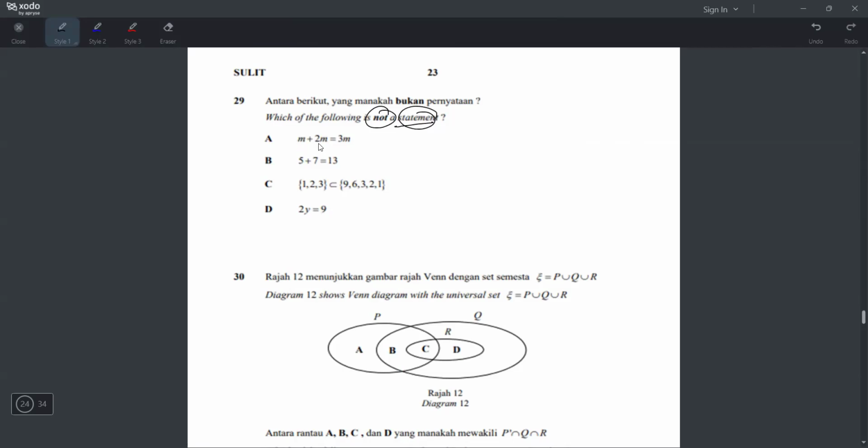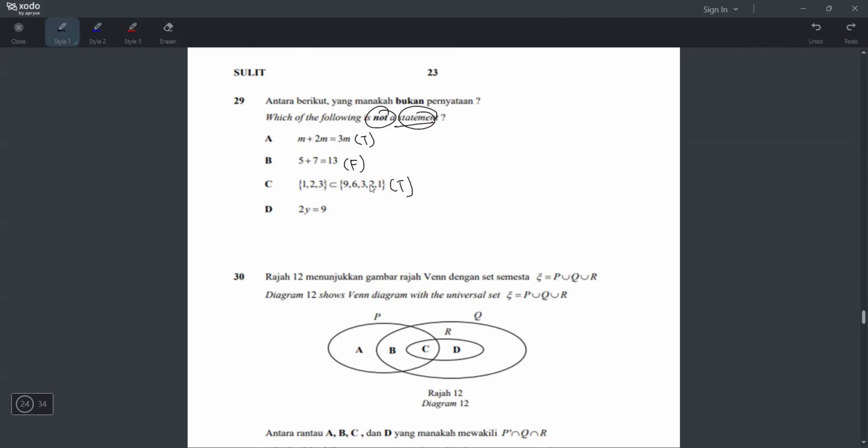So A, m plus 2m is 3m. This is true. Yeah, 1m plus 2m is 3m. True. 5 plus 7 is 13. This is false. Because 5 plus 7 is 12. It's not 13. What about this? 1, 2, 3 is a subset of 9, 6, 3, 2, 1. This is true. Yeah. Because 1, 2, 3 is indeed subset.